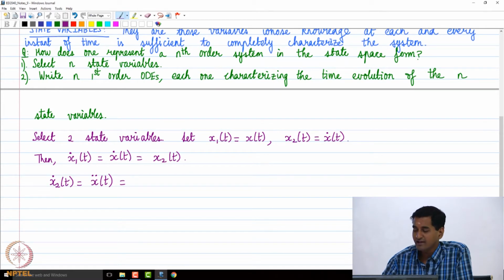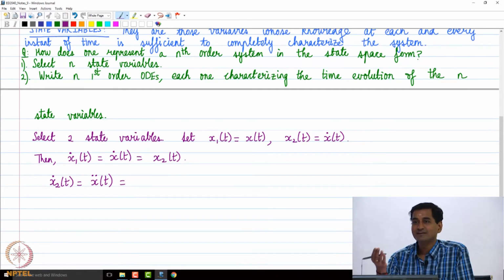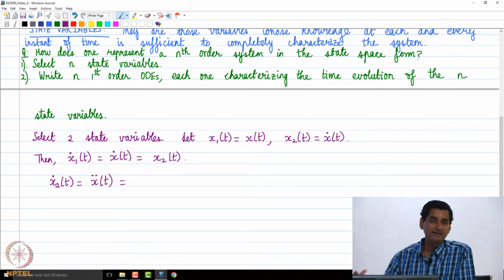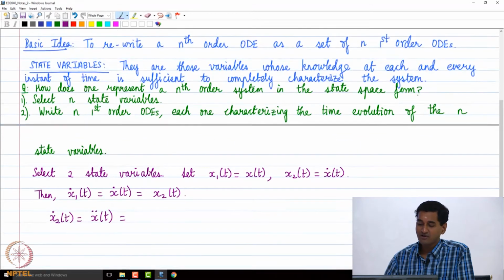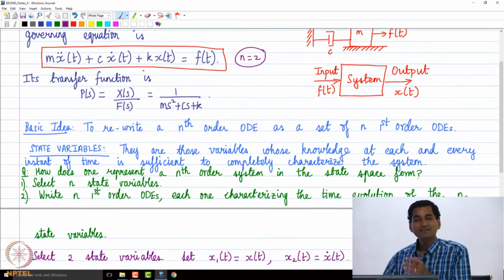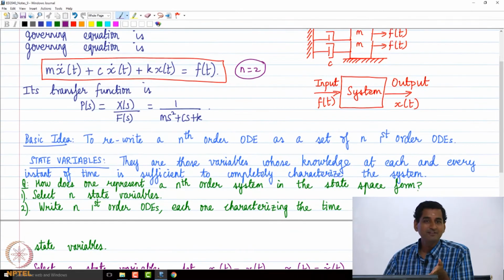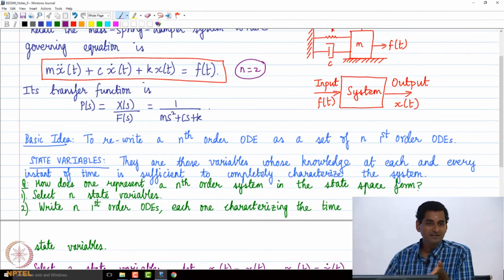So, of course, I can't write it as x1 double dot, right, because if I do that, then the order of this equation will become 2. The idea is to write equations which characterize the time evolution of the state variables in terms of first order ODEs. So, how can I write for x double dot? I can use the governing equation. At some point we need to use the governing equation of motion.